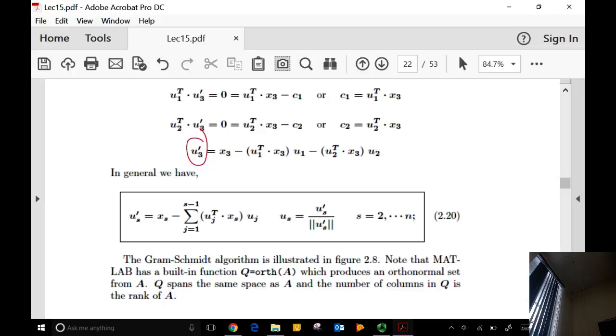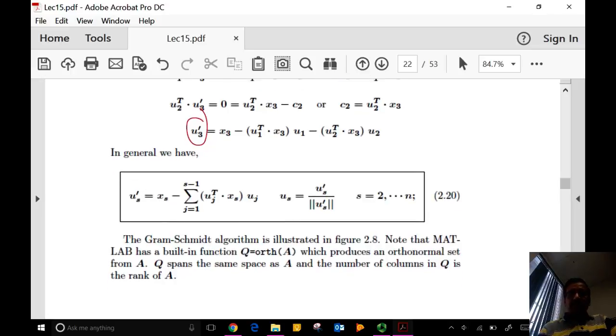So in the second one, there will be only one component. Third one, you will subtract two components. Fourth one, you will subtract three components, etc. And then normalize it, each time. So it will return vectors u1, u2, un that will be orthonormal to each other.